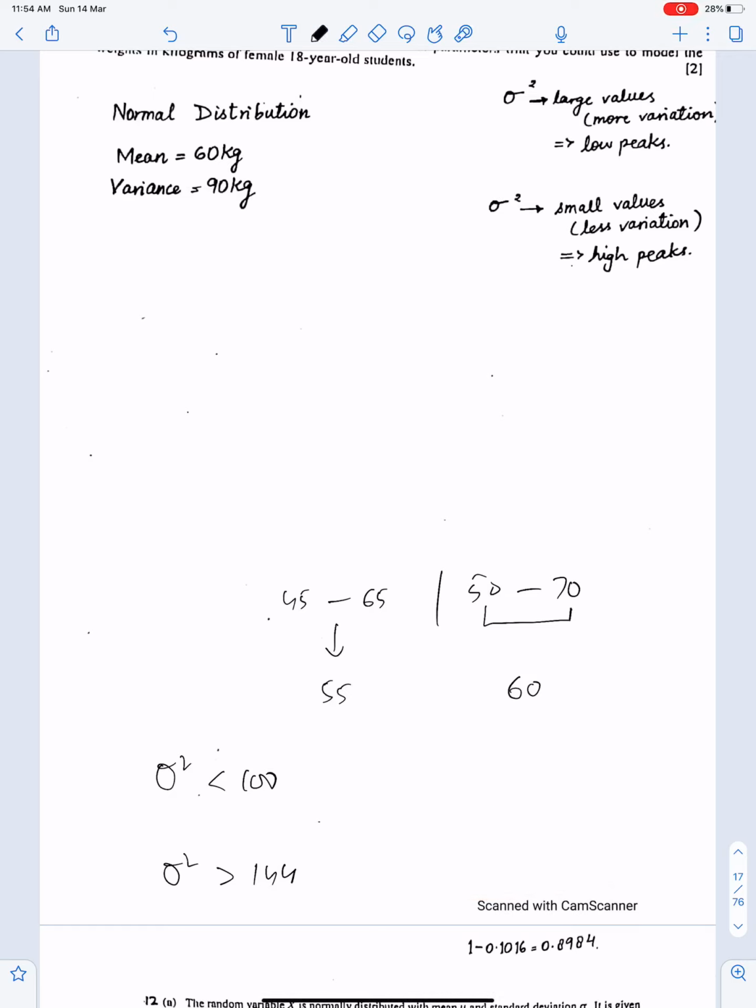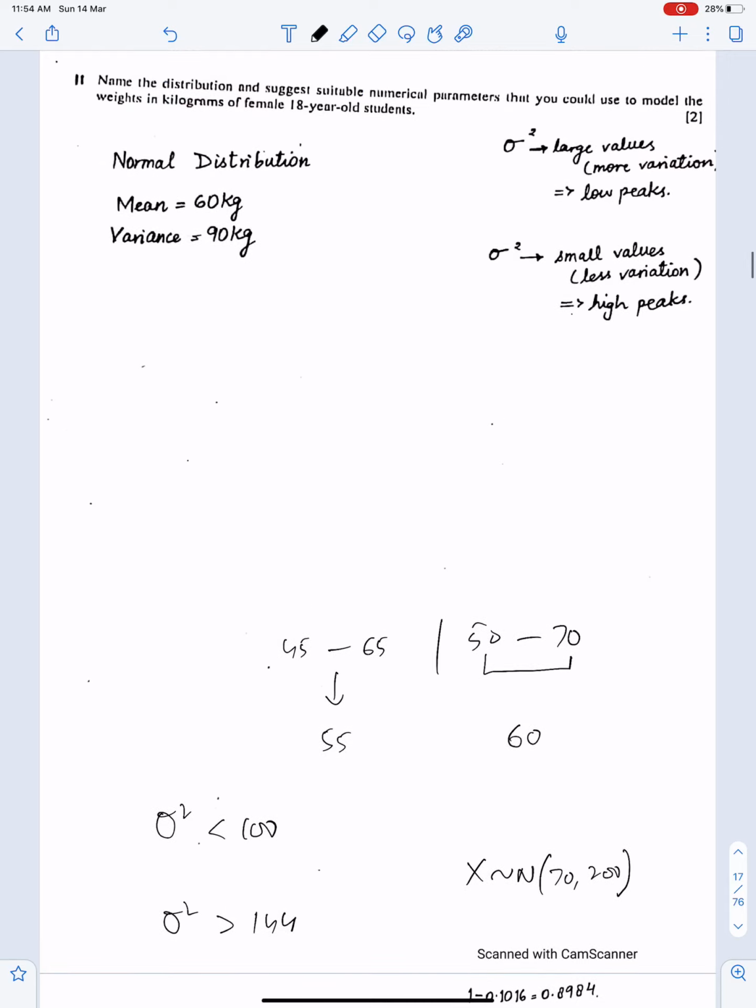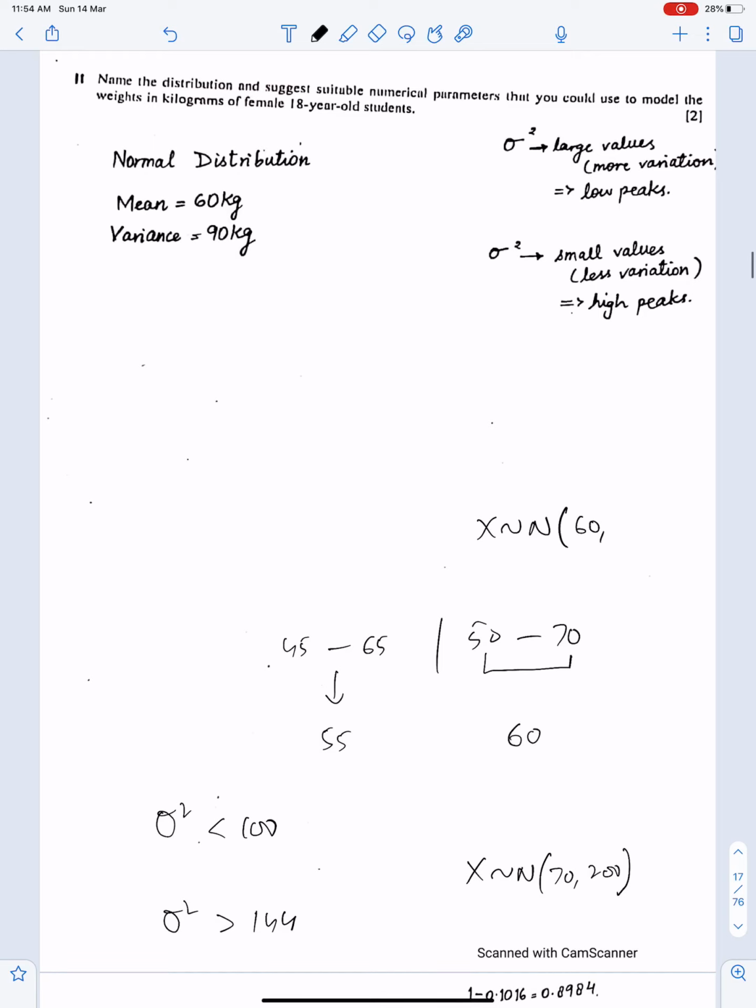So if someone is writing mean is 70, then he must write 200 here, like 180, 190, 200. If someone is writing 60 kg, then he or she needs to write a small value of sigma square, because this number is precise. So he or she can write maybe 100 here. And if someone is writing 55, then he or she must write maybe 80 or 90 here, because this value is more precise.